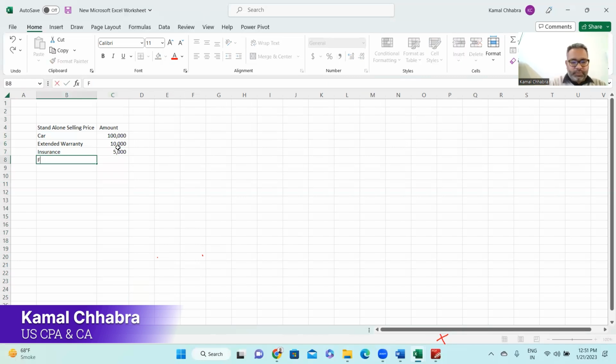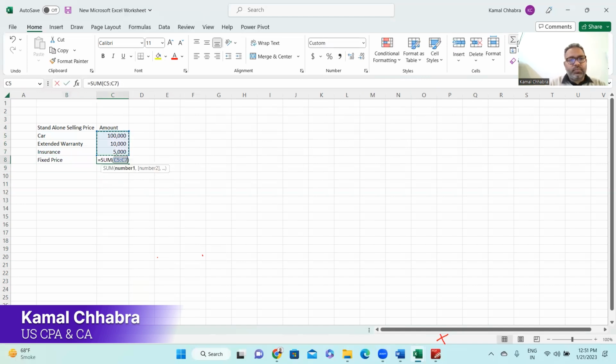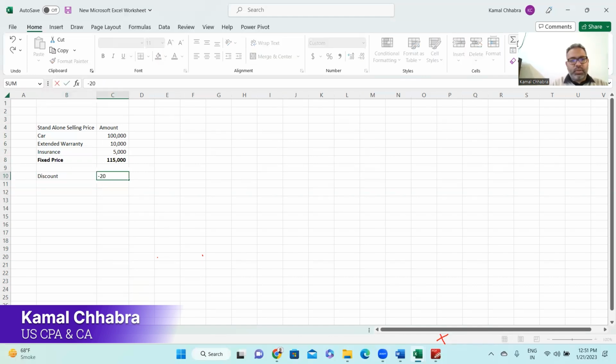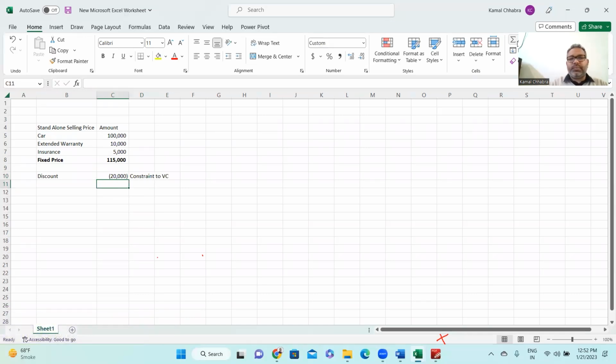So fixed price. Fixed price is how much? $115,000. Now you have discount. How much is it? Minus 20,000, you agreed? Yes? This is called constant to variable consideration, right?